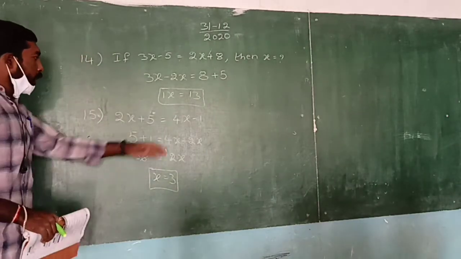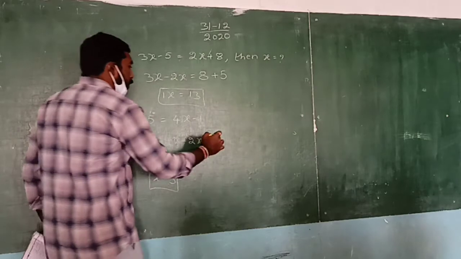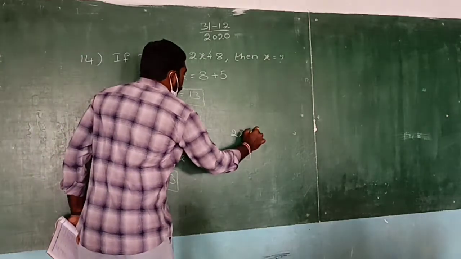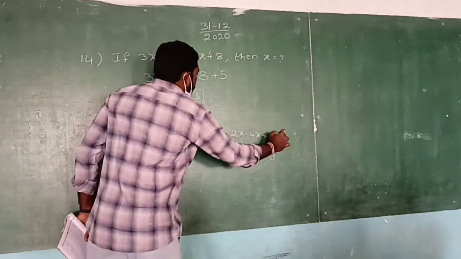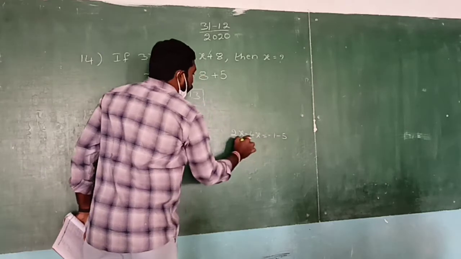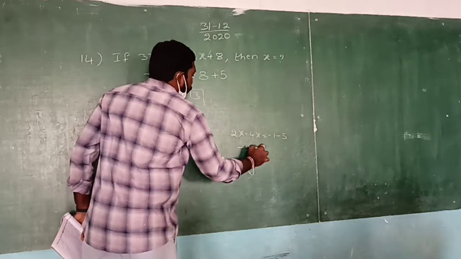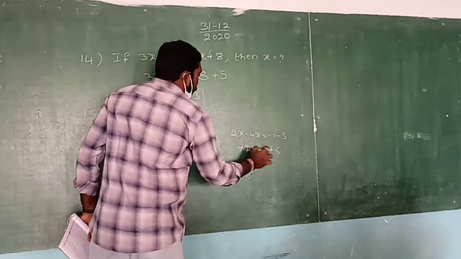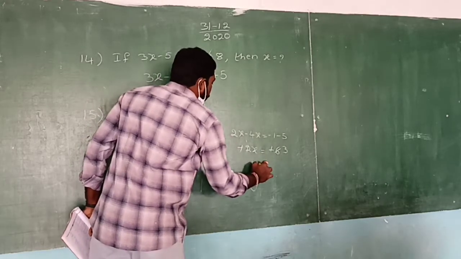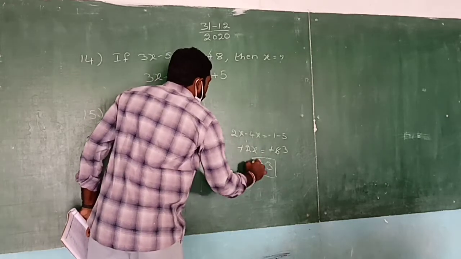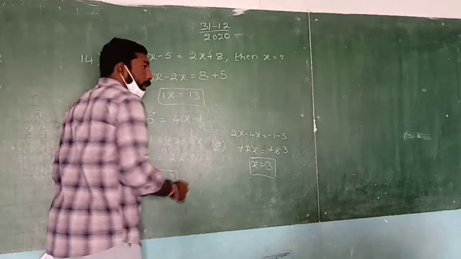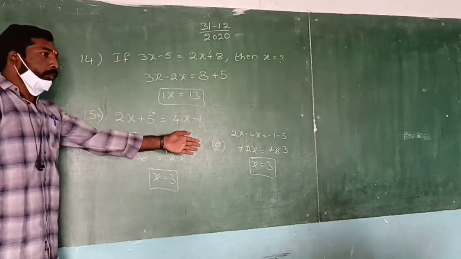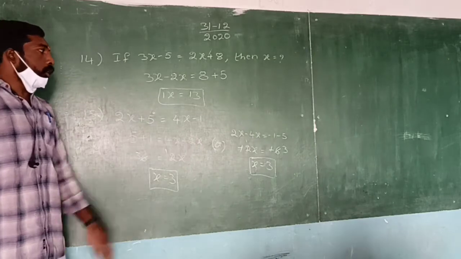Sir, why do it this way? Can we bring the 4x instead? Yes, you can. So 2x minus 4x is equal to minus 1 minus 5. So 2x minus 4x, minus 2x, is equal to minus 6. Minus minus cancel, 2 table, 1 time, 3 times. x is equal to 3. Whatever the method may be, the answer remains the same. Okay? Any doubts on these questions?